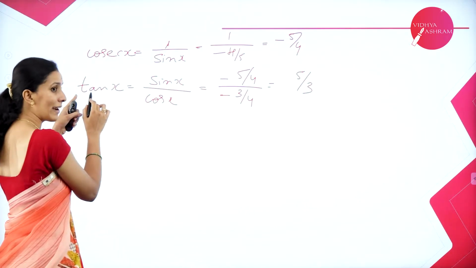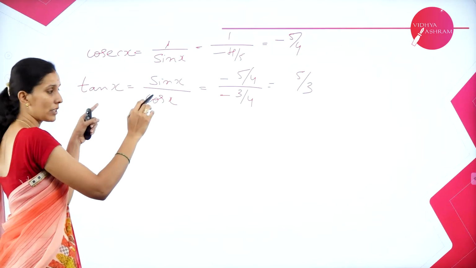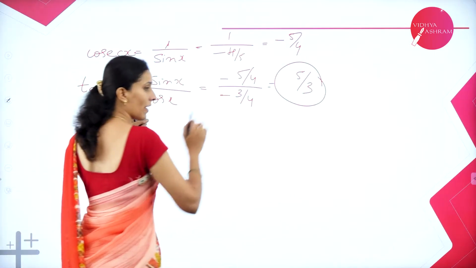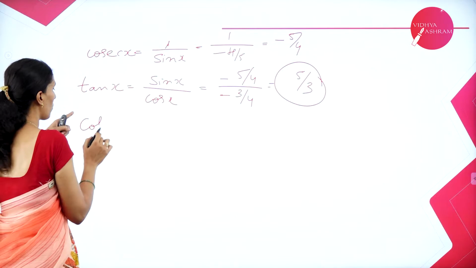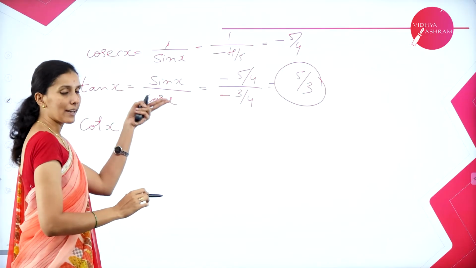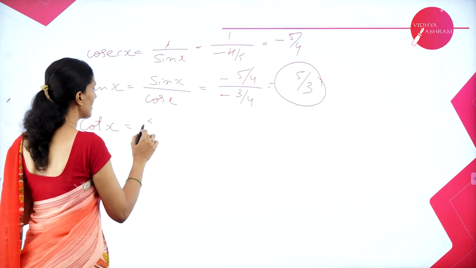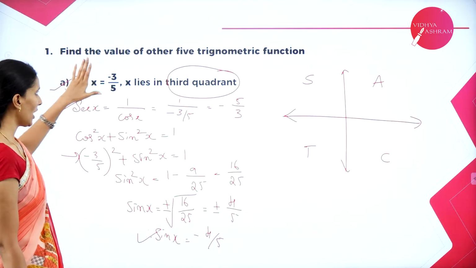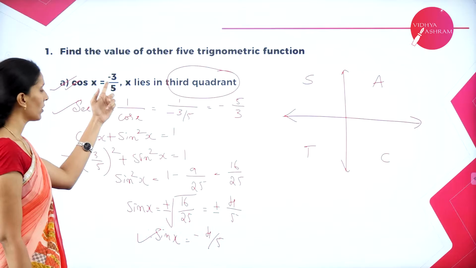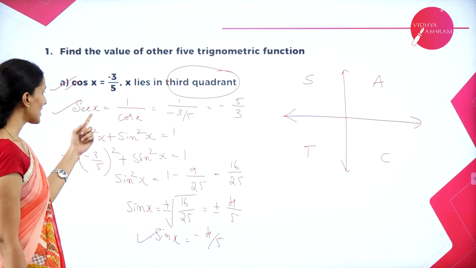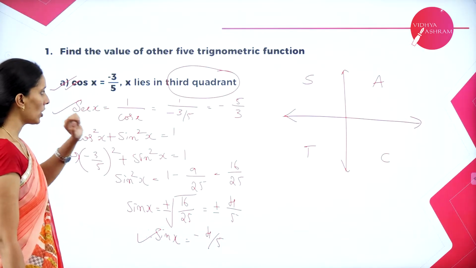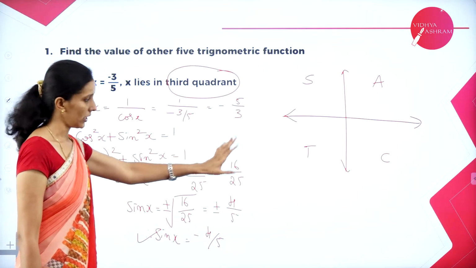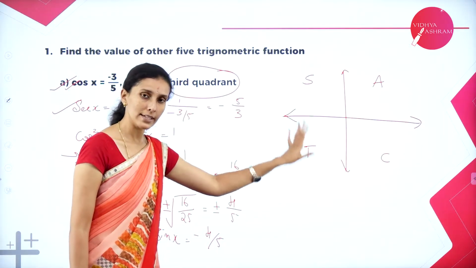So therefore, it is 4 by 3. In the third quadrant, the tan function is positive, so you will get a positive value. And cot is the reciprocal of this, or you can take it as cos by sine. So it is 3 by 4. So we have found: the cos function was given in the third quadrant, therefore the value is negative. We can write secant. It is 1 by cos, which is minus 5 by 3. In the third quadrant, the secant value is negative.